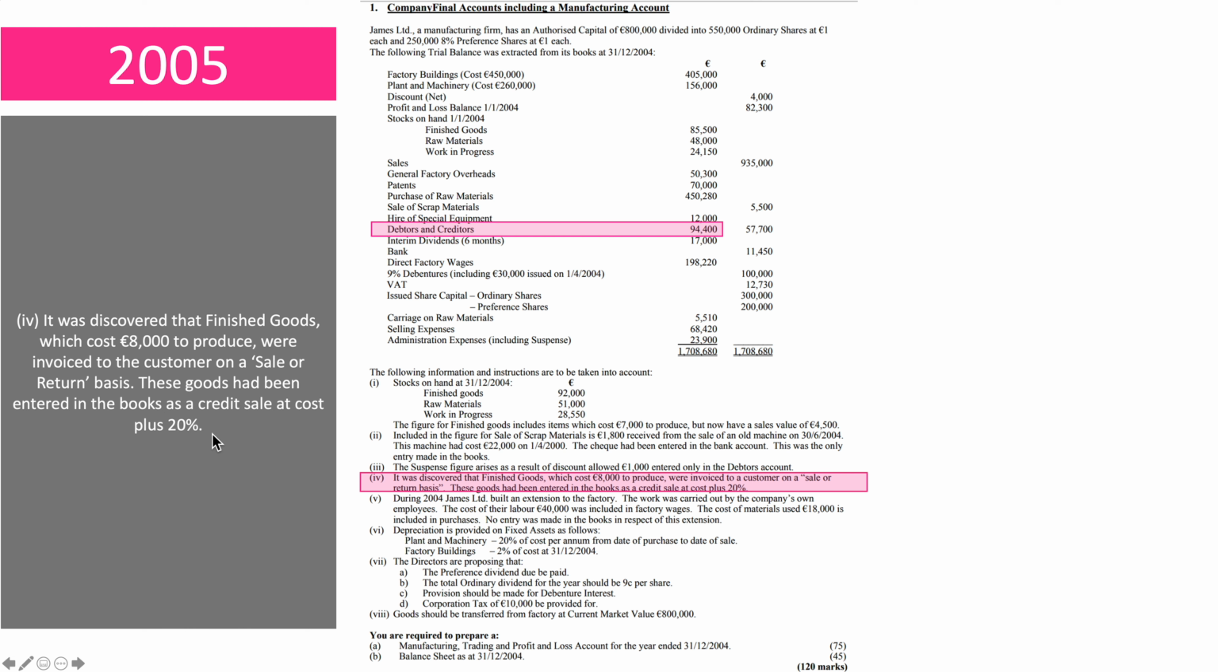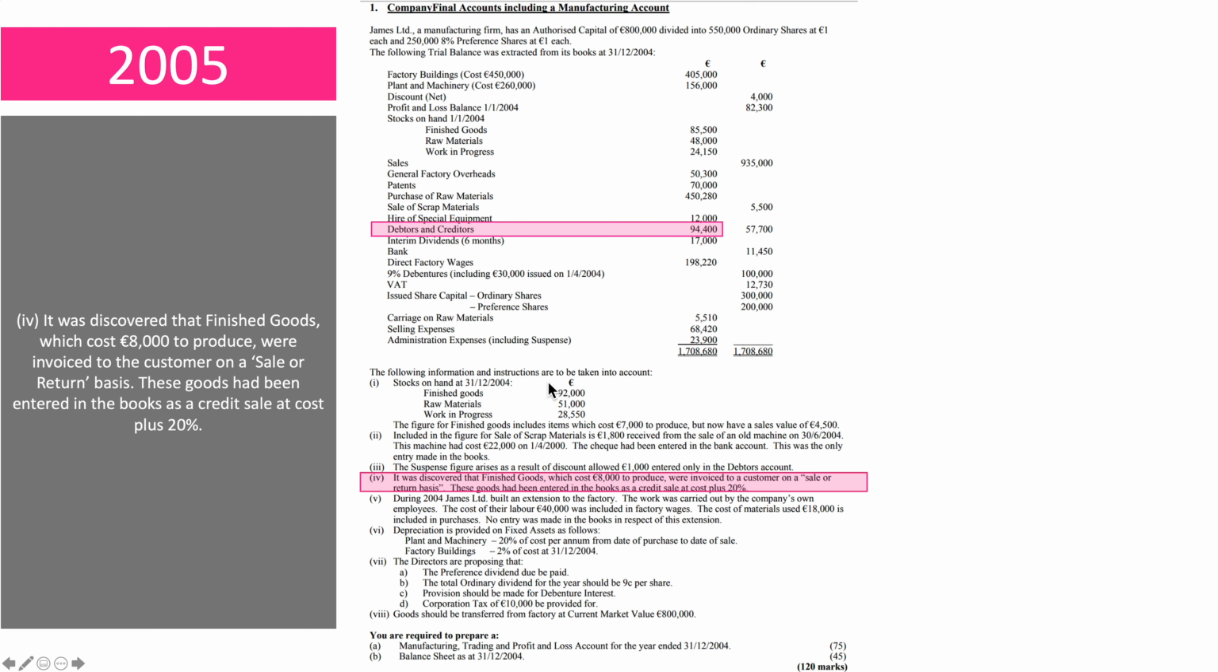Right, 2005, only one adjustment here. So note 4, it was discovered that finished goods which cost €8,000 to produce were invoiced to the customer on a sale or return basis. These goods had been entered in the books as a credit sale at cost plus 20%.